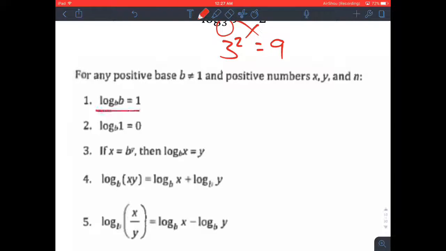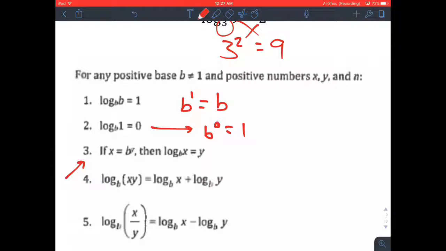First property, log base b of b equals 1. Well, that makes sense, because if you change this to be in this form, it's going to be base b to the first power equals b. Of course, b to the first equals b. The second one, if you change this to exponential form, it's going to be b to the 0 equals 1. Of course, that's true. Anything to the 0 power is 1.